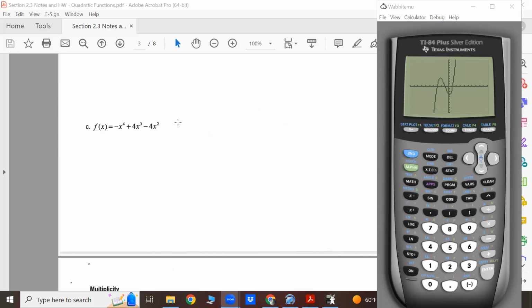Let's look at part C. Part C, let me graph in the calculator. That would be a good idea. Let me go and clear this.